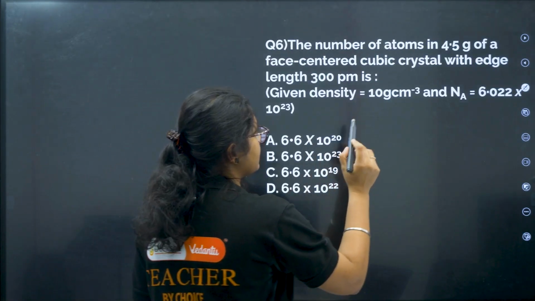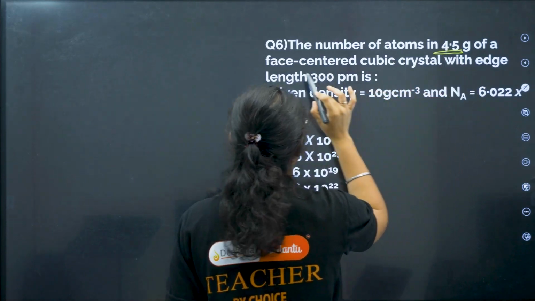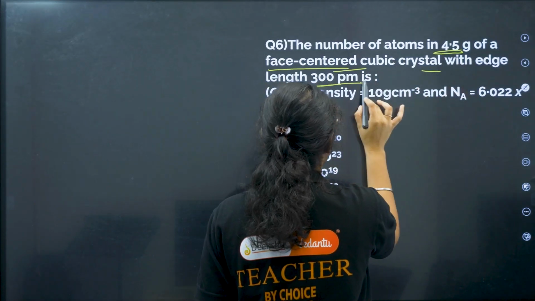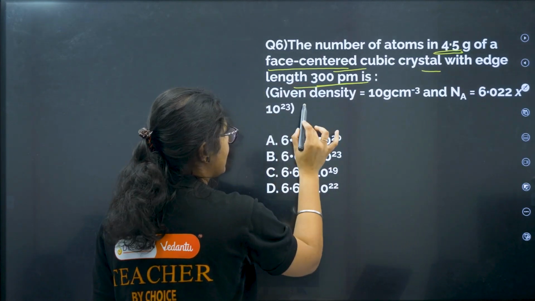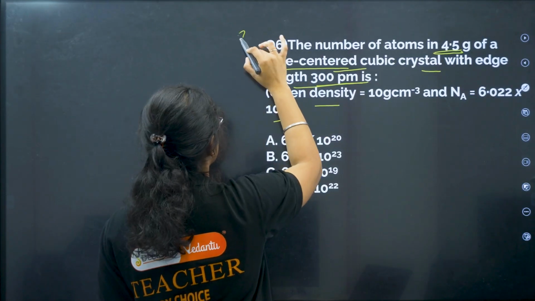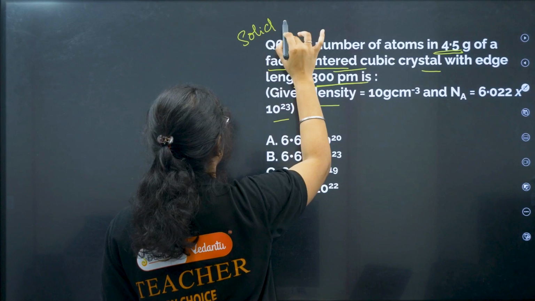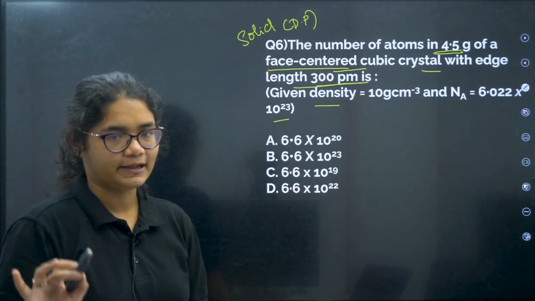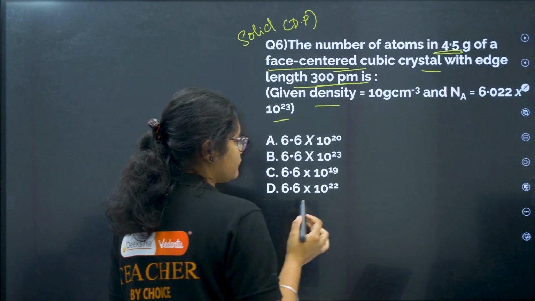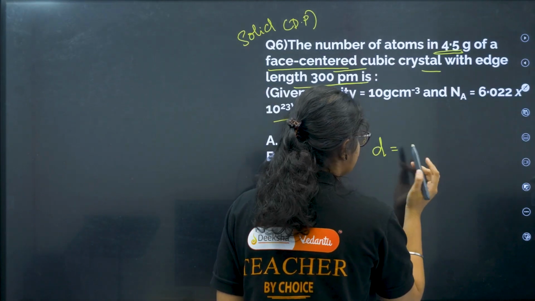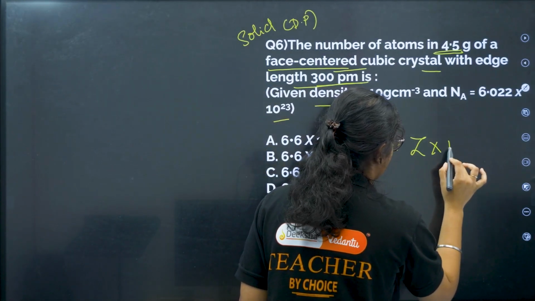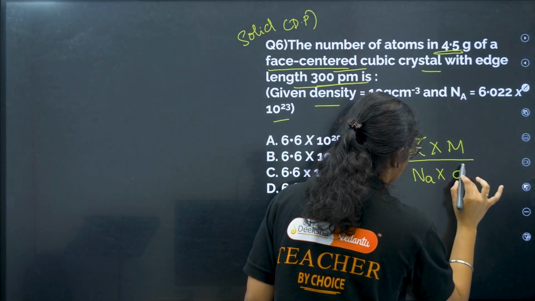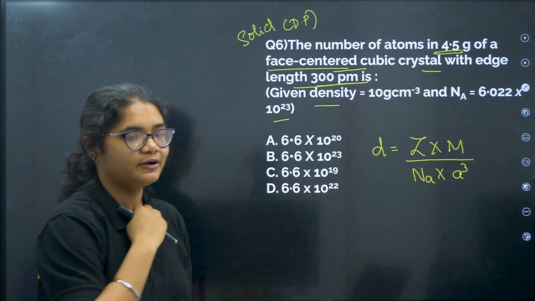The number of atoms in 4.5 gram of a face-centered cubic crystal with edge length 300 picometer is. Density is given again. So this question is also from your solid state chapter, which is the deleted portion. But I'll tell you how to solve. There's a general formula for density. Density is equal to Z into M by Na into a cube. So this is the formula for density.